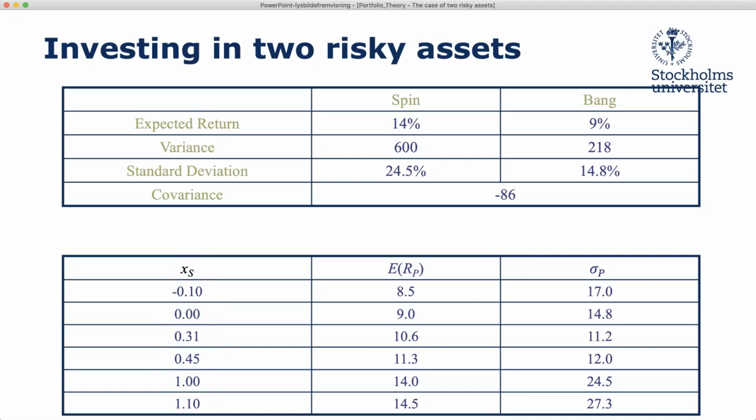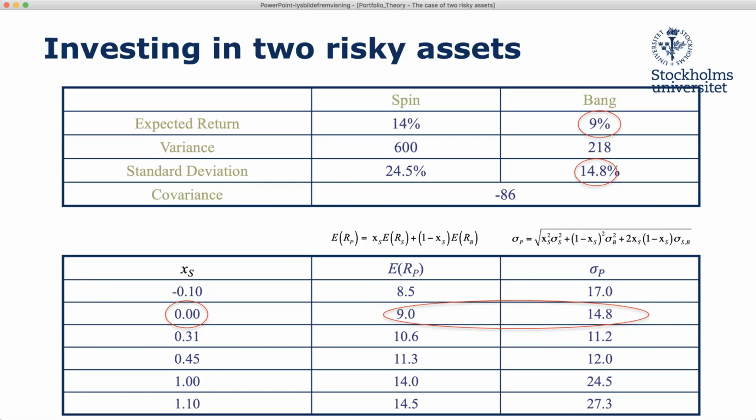The expected return of the associated portfolio is given by that expression, and the standard deviation is given by this other one, as we know. For example, if we choose a weight on Spin equal to 0, the weight on Bang is equal to 1. And this implies a portfolio where all our investment wealth is going to Bang. And hence, the expected return and standard deviation of the portfolio are just the ones of Bang.